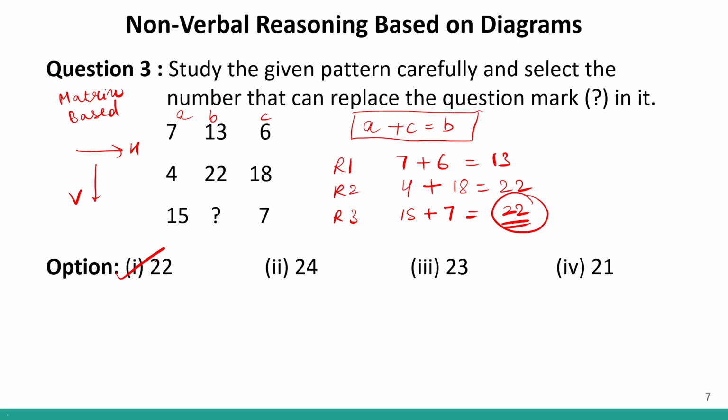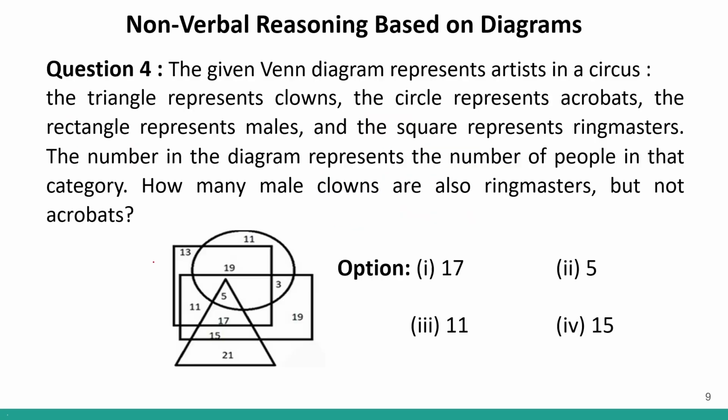Clear? Very simple question on matrix based question. Now, question number 4. This is a Venn diagram based question. This particular Venn diagram represents artists in a circus. Okay, so these are all artists that work in a circus. The triangle represents clowns. So this triangle is clowns.